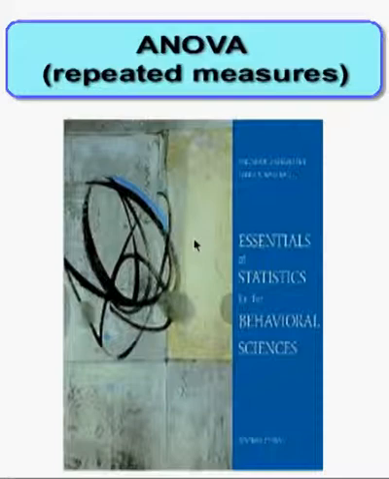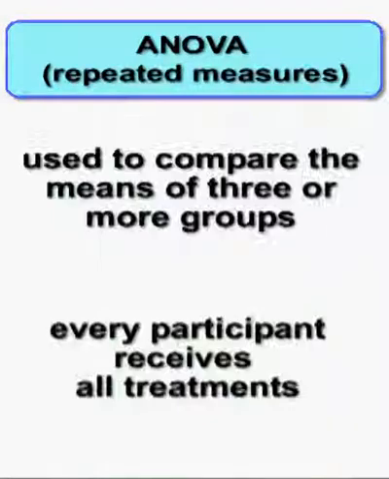to go ahead and do a repeated measures ANOVA using the formulas from the Essentials of Statistics textbook. I'm going to try to go a little bit quick to make this a short video, but let's go ahead and get started. The repeated measures ANOVA is just like the other ANOVAs. It's used to see if there's a significant difference somewhere between the means of three or more groups. The difference with repeated measures is that every participant receives all treatments.